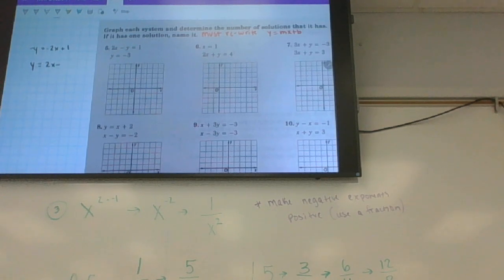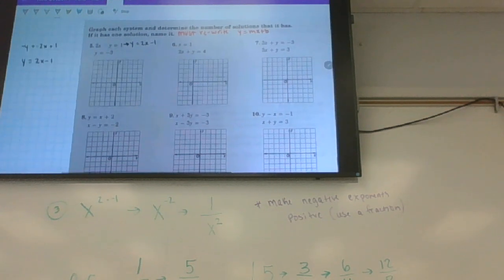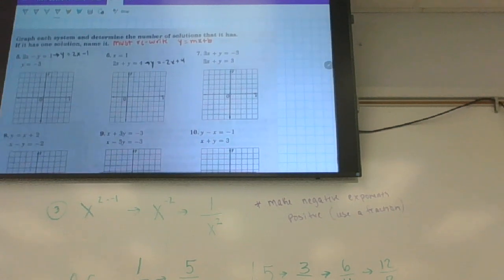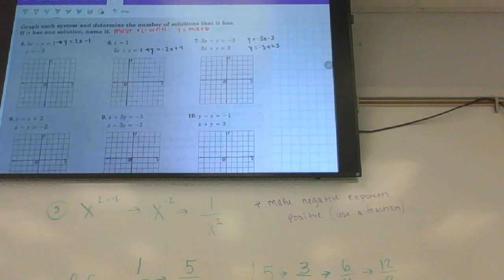So we do 5 through 10. Graph each system in terms of... Y equals -3. Literally all the way down here. How do you do this? Oh, this is the y. Just go straight across. Go down.